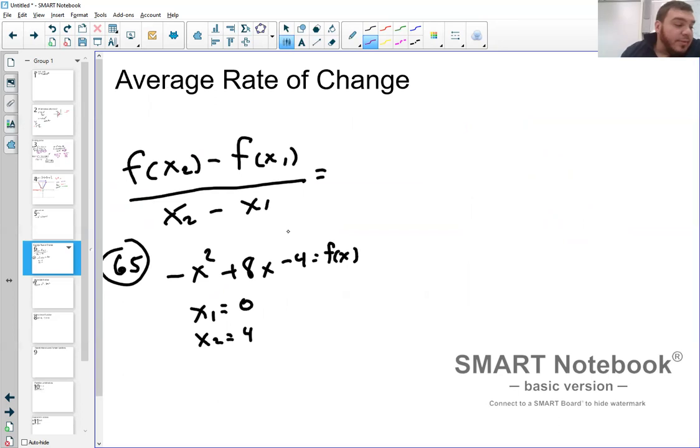I think this is number 65, I'm guessing. So the average rate of change, you need to use this formula. This formula is not a new formula to you. This is the slope formula. We're just using function notation.